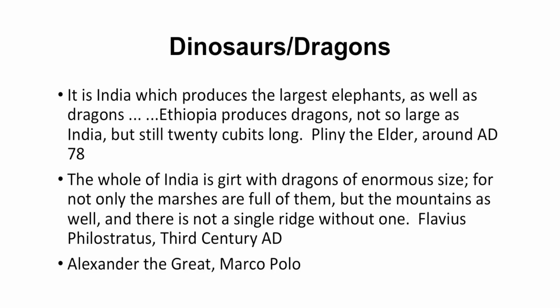So what about in the history? Okay, here we've got a Roman in the 1st century AD. India produces the largest elephants as well as dragons. Yeah, Ethiopia's got dragons, but they're not as large as India. The Ethiopian dragons are only 20 cubits long. That's about 30 feet. 200 years later, another Roman says that India is all full of enormous dragons, not only the marshes, but the mountains, the ridges. You can't turn around in India without hitting a dragon.